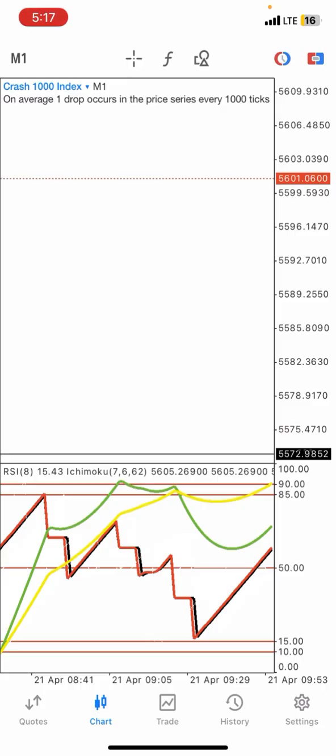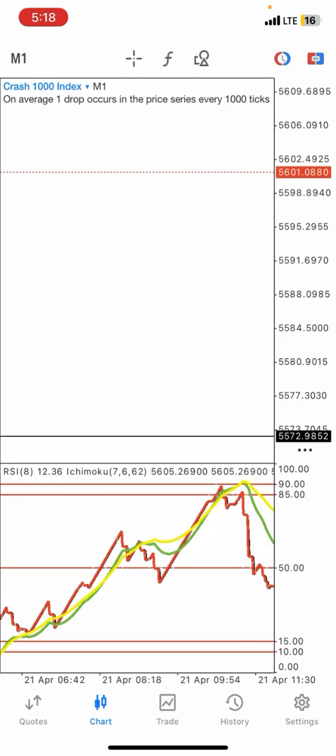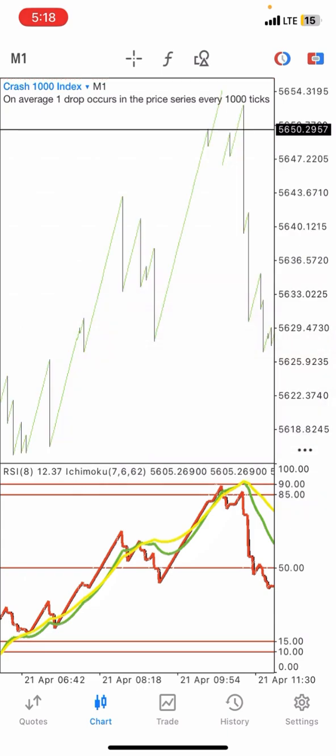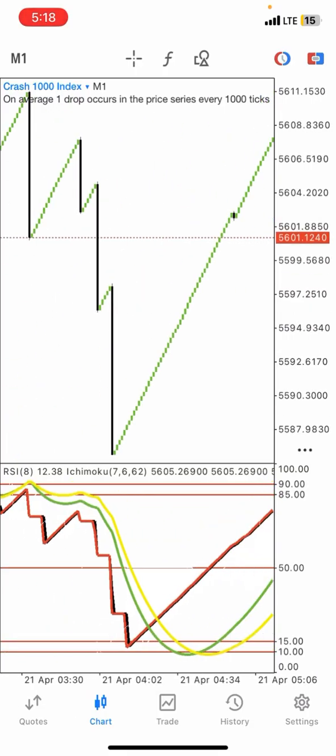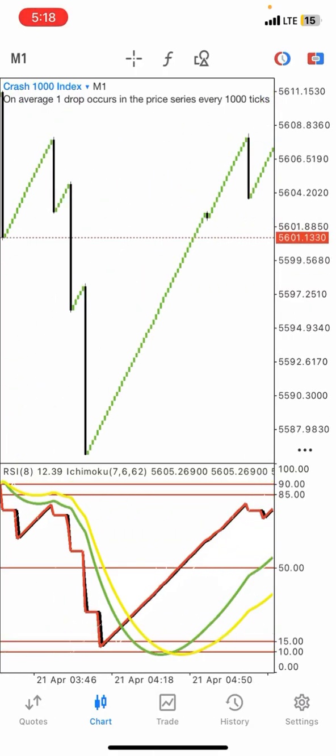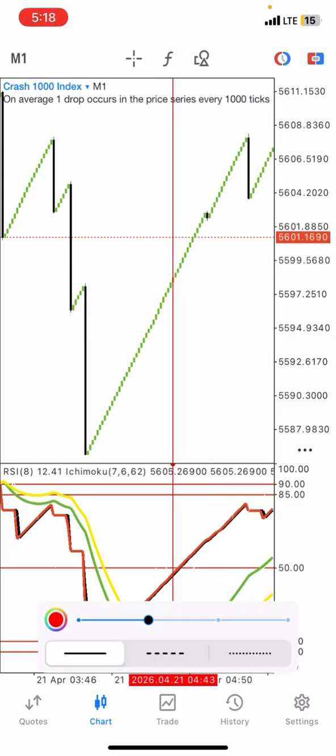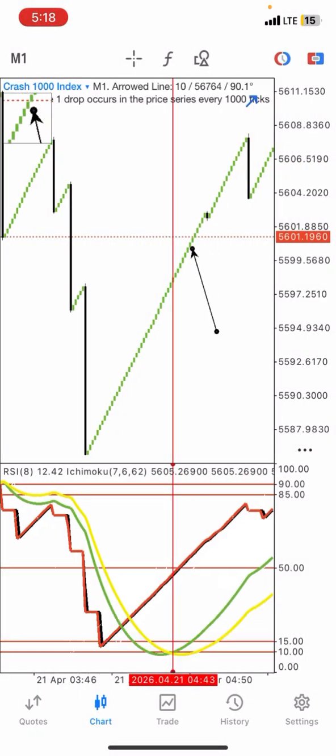Sorry, let me change these settings here. I'm supposed to change the settings so you'll be able to see. Okay, fine. This is better. Then this is another one here. That's another one right there. That's your entry there. You're taking 5 to 10 ticks and you're out.